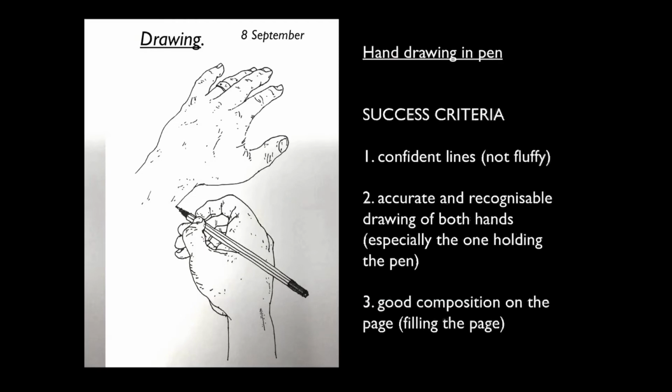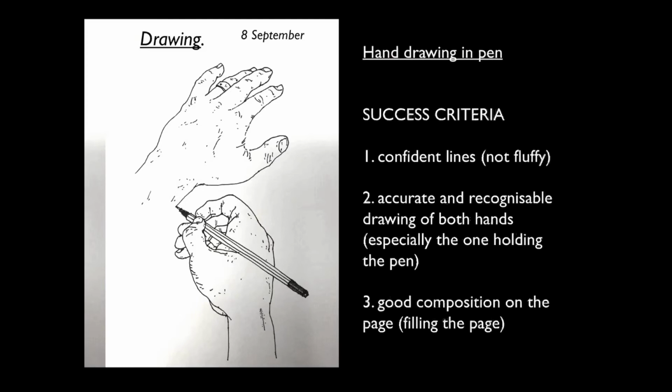The success criteria. Confident lines. I don't want fluffy lines. I don't like fluffy lines, particularly not in pen. Nice, confident lines. Accurate and recognizable drawing of both hands. I want people to be able to look at your drawing and see exactly what's going on, understanding it's a drawing of a hand and then a hand drawing the hand.